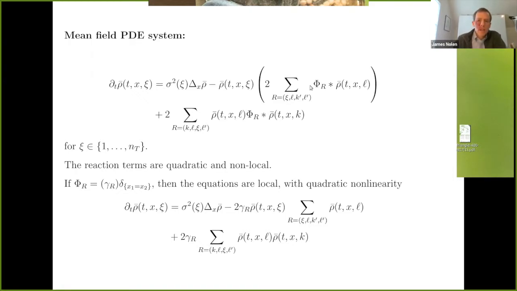Now, this is actually a non-local equation involving the kernel phi. That's the kernel that controls the rate based on proximity of the particles. Formally speaking, if we chose phi to be a delta function, then this would be the usual quadratic mass action type nonlinearity, which is local. But from the point of view of the stochastic model, choosing phi to be a delta function would preclude there being any reaction except in exact coincidence.